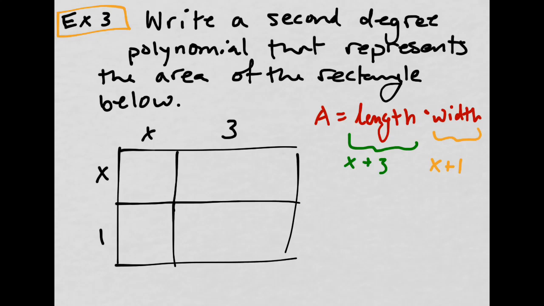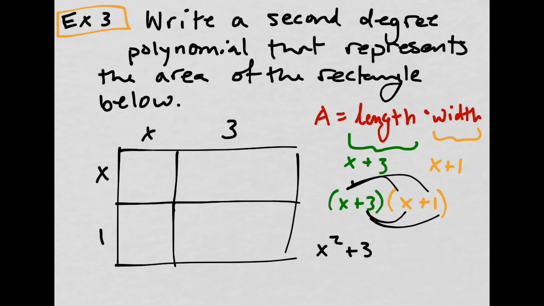So what do we have to do? It's the length times the width. That's just multiplying those two things together, x plus 3 and x plus 1. What do you get? Well, you FOIL it. You make a claw. That's x squared plus 1 times x, then the 3x, and then plus 3. It doesn't really matter that I did it backwards.